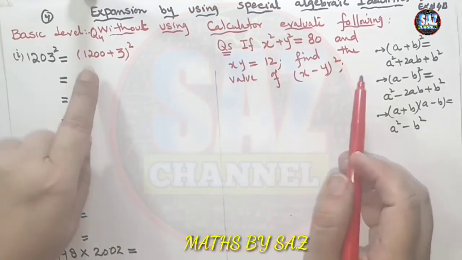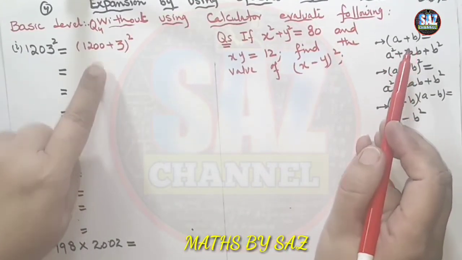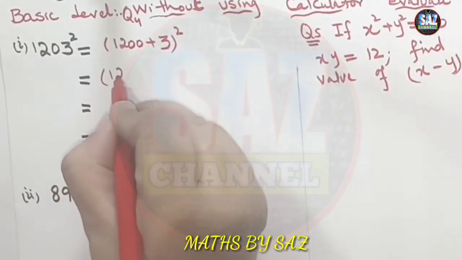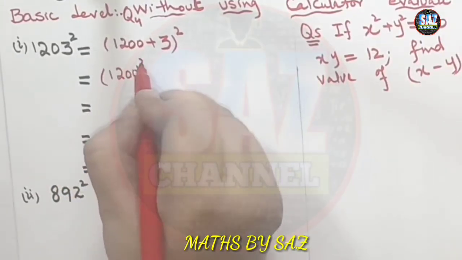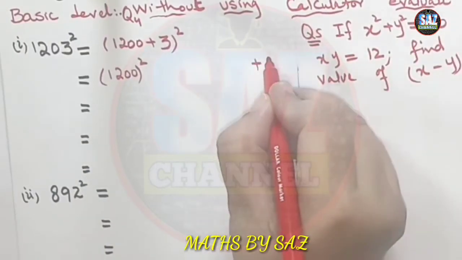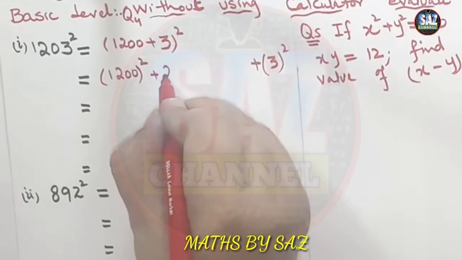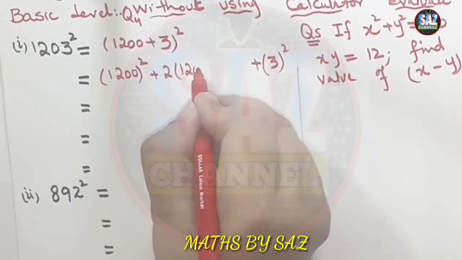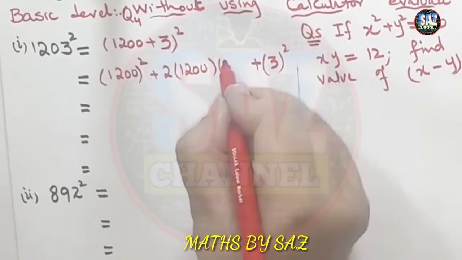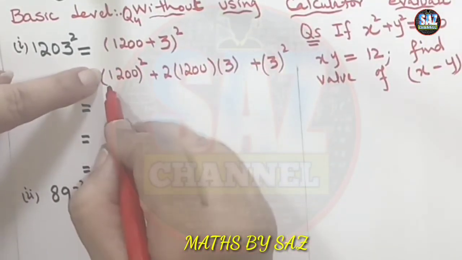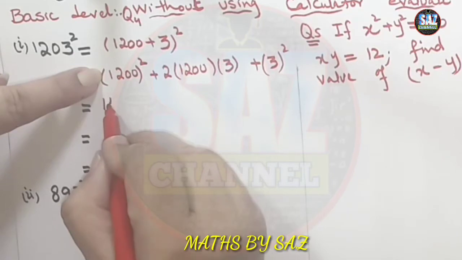Now my question has taken the form (a plus b) whole square, and now I have to express it in the form a square plus b square plus 2ab, that is 1200 square, plus the last term 3 square, plus 2 into a, that is 1200, into b, which is 3. Now I have to take the squares mentally. Square of 12 is 144.